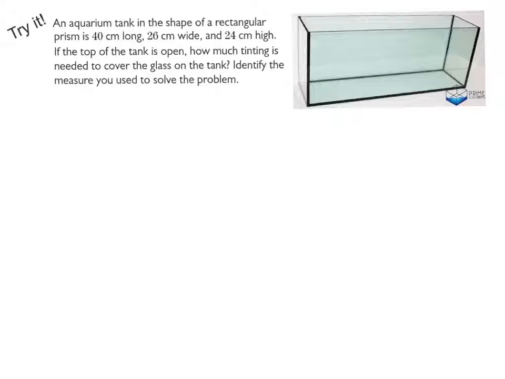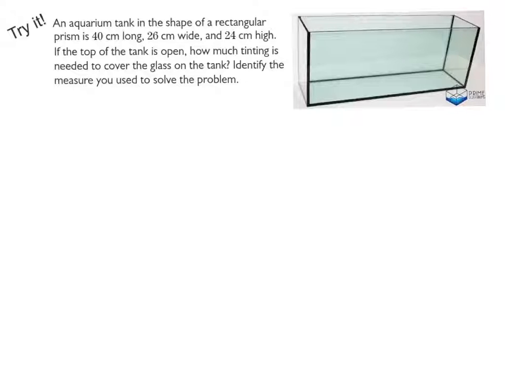So here's a try it problem. I need you to draw this in your notebook. You have an aquarium tank. Now, aquarium, we just talked about, is where they keep fish. And it's in the shape of a rectangular prism again. It is 40 centimeters long, 26 centimeters wide, and 24 centimeters high. Let's go ahead and write those numbers in.